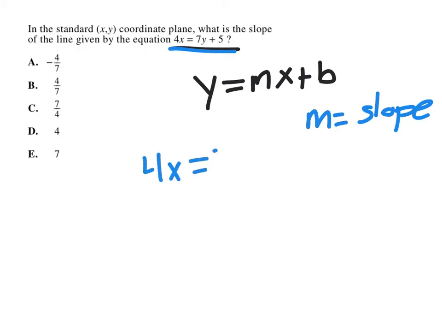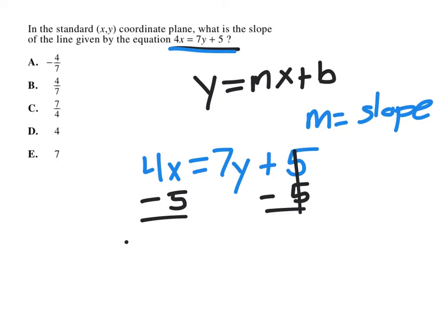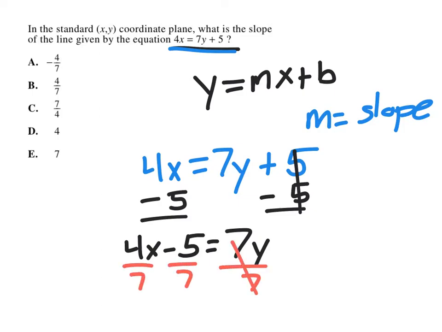Why is it that my y is not by itself? Well, it's being multiplied by 7 and adding 5. So we're going to subtract 5 from both sides. And so that gives me 4x minus 5 equals 7y. And then I'm going to divide everything by 7, which tells me y equals 4/7 x minus 5/7.